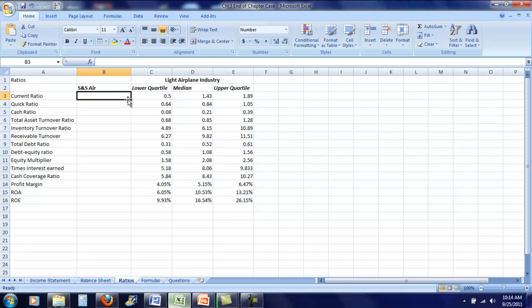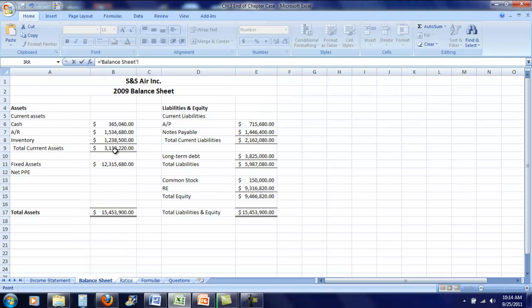So our current ratio. And the way I calculate these in Excel is very easy. I'm just going to link them to my income statement or my balance sheet that I already formulated. So my current ratio is current assets divided by current liabilities.